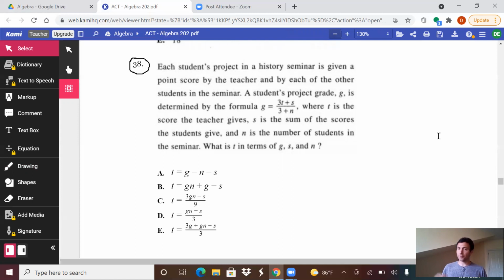Feel free to pause the video, but I'm going to keep on going. Each student's project in a history seminar is given a point score by the teacher and by each of the other students in the seminar. A student's project grade is determined by this formula, where T is the score the teacher gives, S is the sum of the scores the students give, and N is the number of students in the seminar. What is T in terms of G, S, and N?